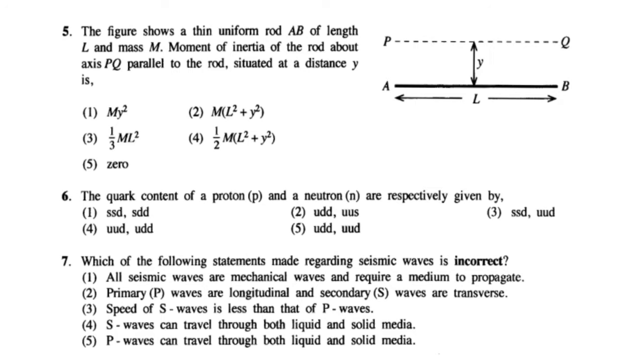S waves, secondary waves, that is transverse waves. Transverse waves can go through solids but can't go through liquids. It can go on the surface of a liquid, that water waves, they form on the surface of the liquid, but they can't go through the liquid. So fourth one is wrong.